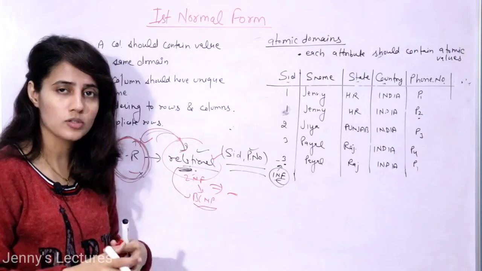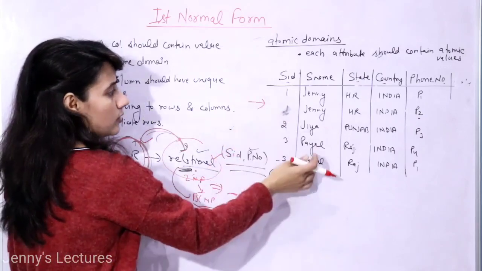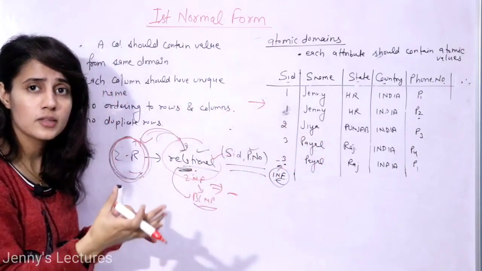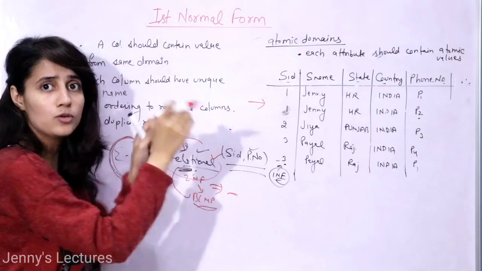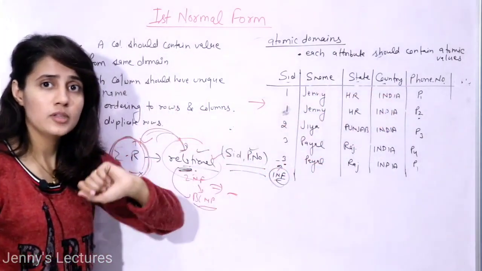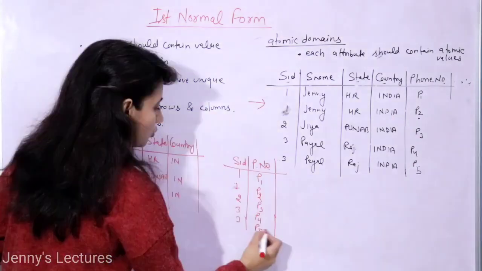So it is a theoretical concept. Now, different ways to convert. The first way is this one. This is how we can convert that table into first normal form. The second thing is that you can divide the given table into two tables. I have told you that for each multi-valued attribute there would be a separate table. So this is the second way.